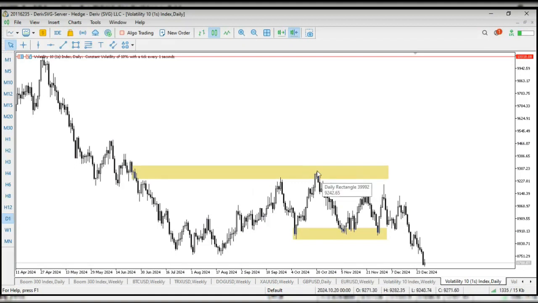So now, when you see this area, what I want to see is confirmation for yourself. But I didn't see it. It didn't give me any confidence to actually go for it, so I just left it. And obviously, it actually sold to the downside.